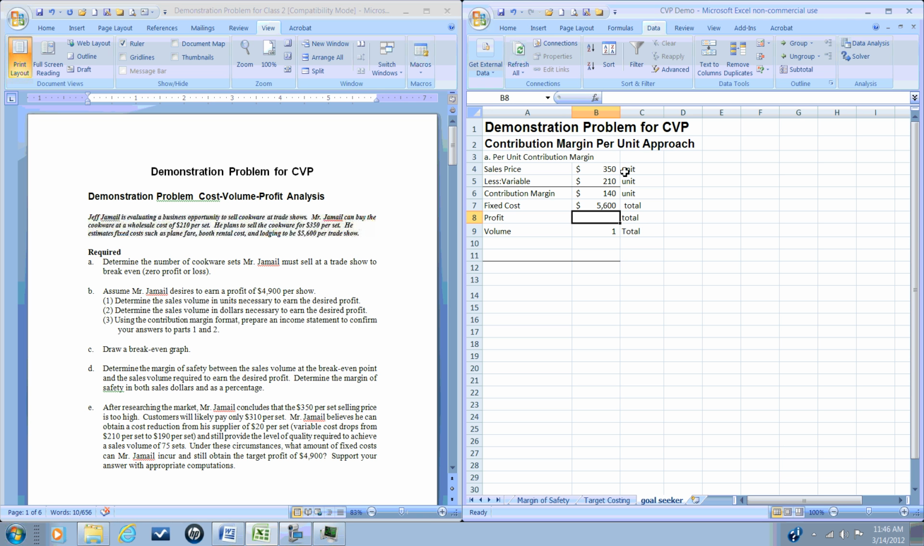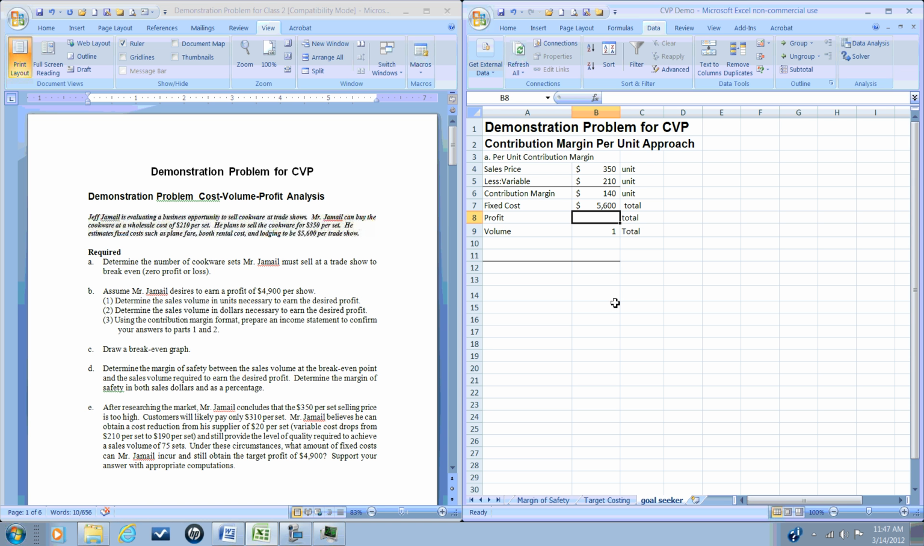So we have our given information. He plans on selling the units for $350 each. His variable costs are $210. That'll give him a contribution margin of $140 per unit and fixed cost of $5,600.